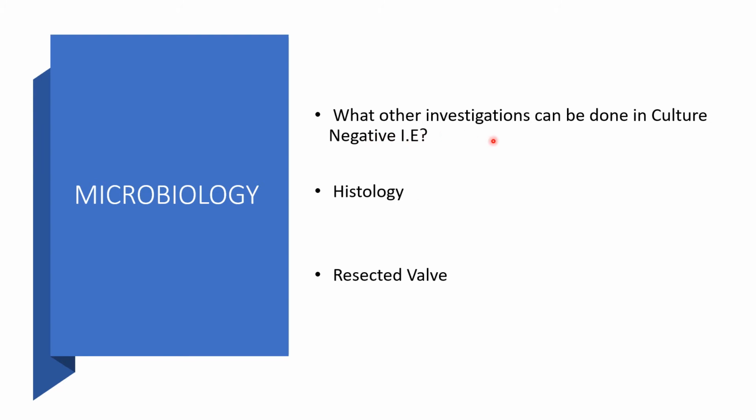Another question is, what other investigations can we embark upon if we are faced with culture negative infective endocarditis? We can have histology done, histology of the vegetation that is seen on echo, or that of intracardiac abscess. And of course, we can have resected valve. Now, under a very strong suggestion of infective endocarditis, we can have resected valve cultured.